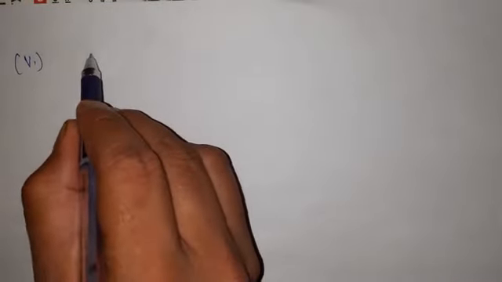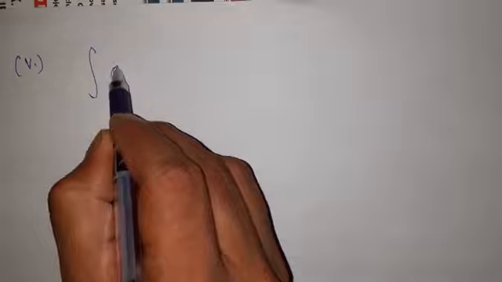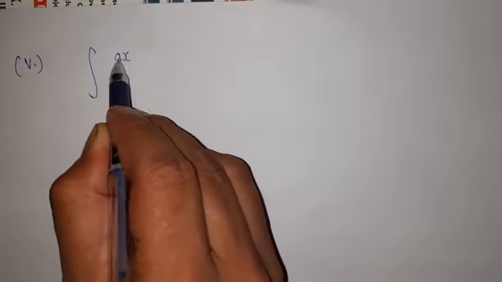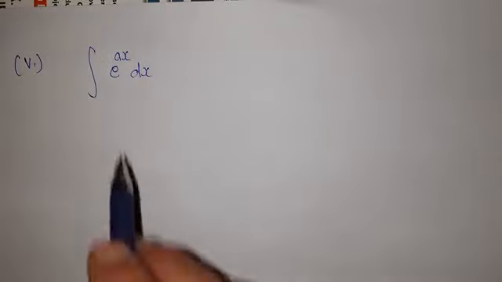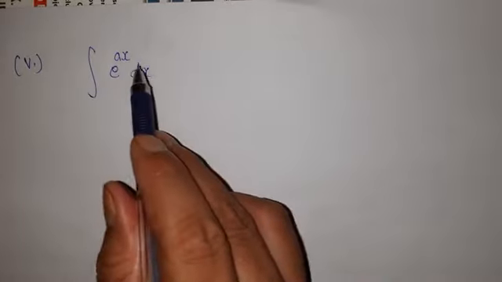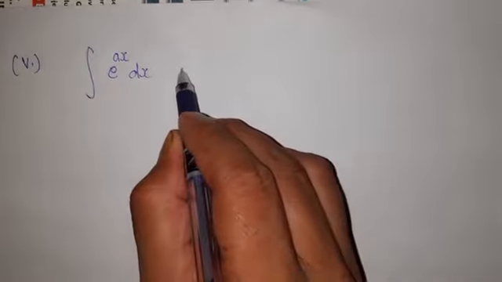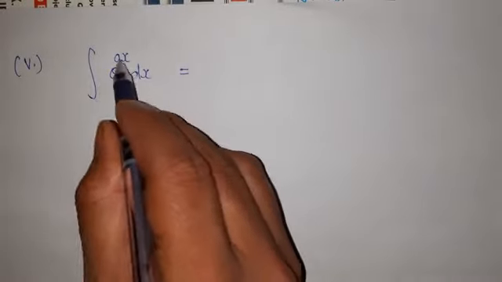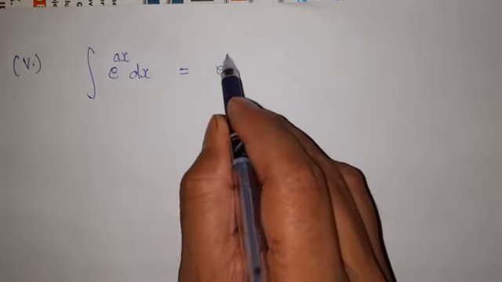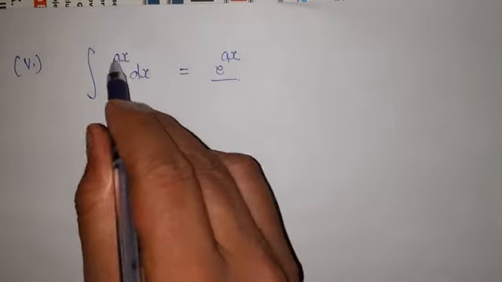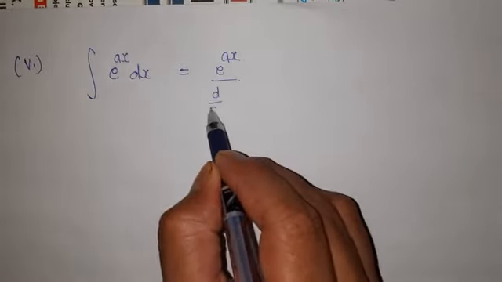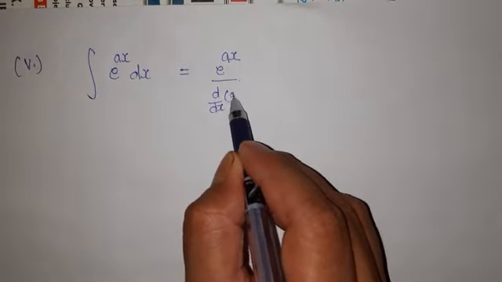Now over here, the fifth formula which we are going to learn: if there is the integration of e to the power ax, where a is any constant, with this x. Okay, so what will be the integration of this e to the power ax? Write this e to the power ax as it is. Upon it, write the differentiation of its power. Okay, so it is d/dx of ax.